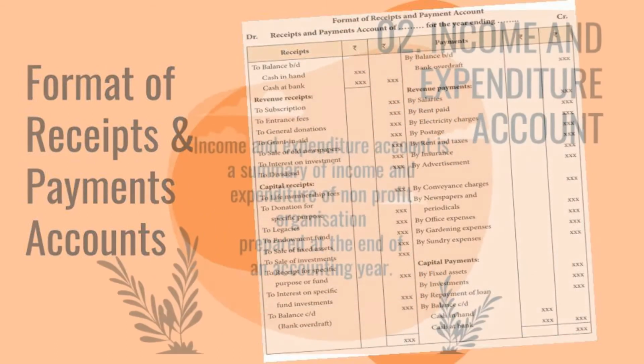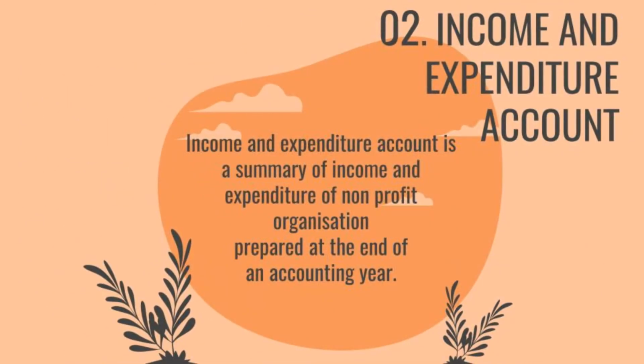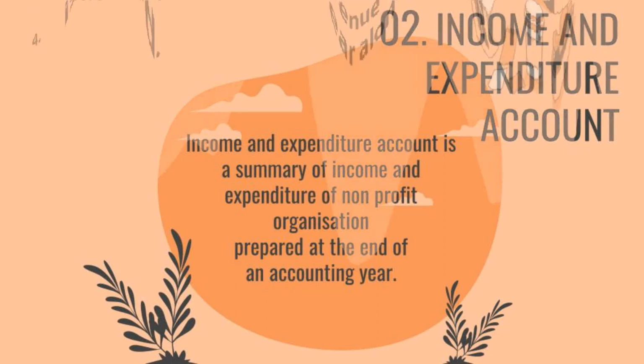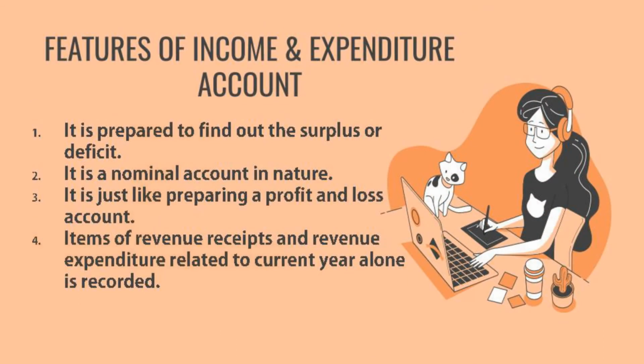Now we move on to income and expenditure account. Income and expenditure account is a summary of income and expenditure of not-for-profit organization prepared at the end of an accounting year. Features of income and expenditure account. 1. It is prepared to find out the surplus or deficit. 2. It is a nominal account in nature. 3. It is just like preparing a profit and loss account. 4. Items of revenue receipts and revenue expenditure related to current year alone is recorded.